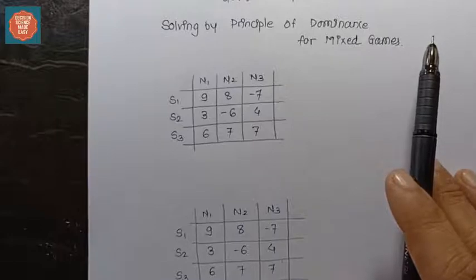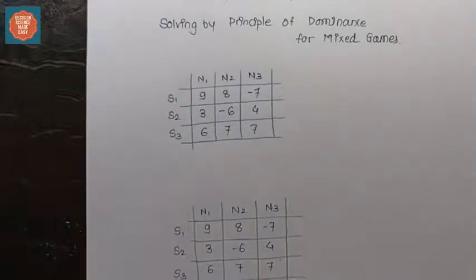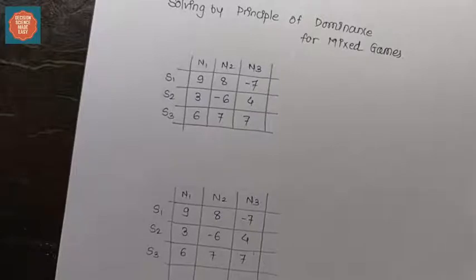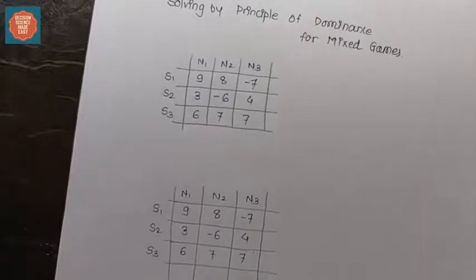Rule number one is very simple. What we are going to do is compare all the elements row by row, and whichever row has higher values we are going to keep that row only, and the remaining we are going to discard. So very simple.